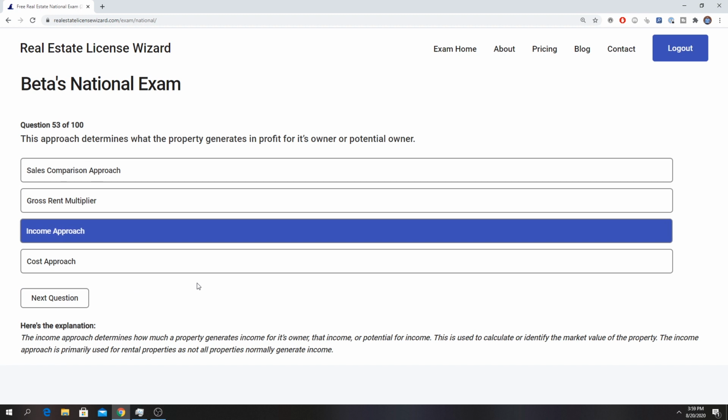So there was a question similar to this one on the first half, but the wording is a little bit different. Basically, the income approach determines how much income a property generates for its owner, or potential income. And of course, it is used to calculate or identify the market value of the property. Pretty straightforward one.